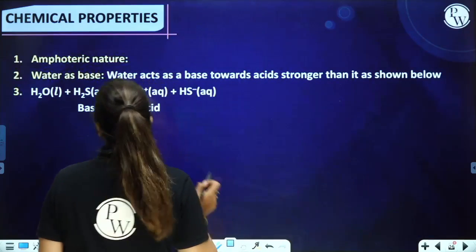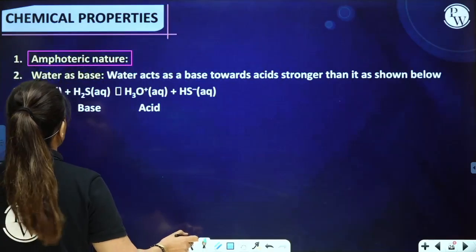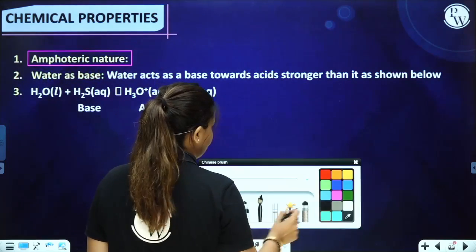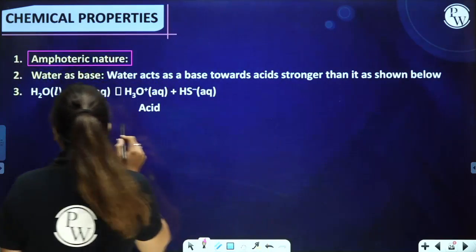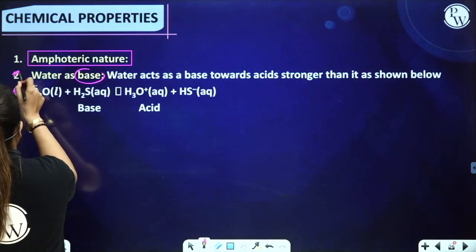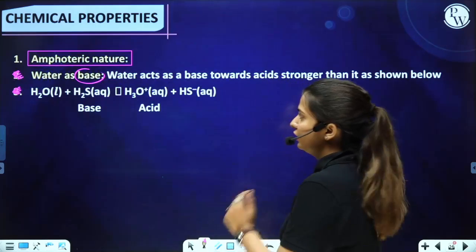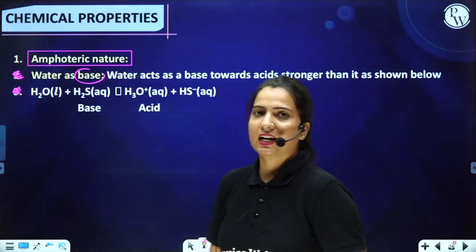Water first of all has an amphoteric nature, which tells us that it can behave as a base and it can also behave as an acid. Now, first of all, we are talking about its nature as a base.